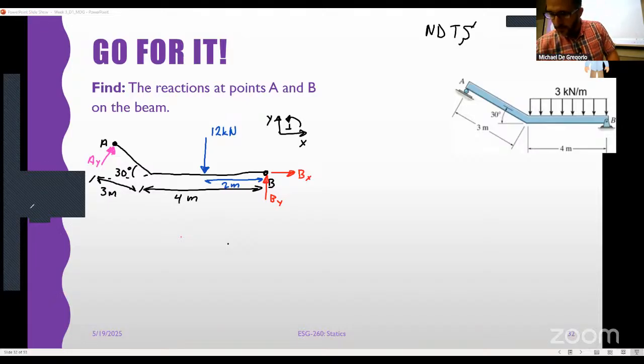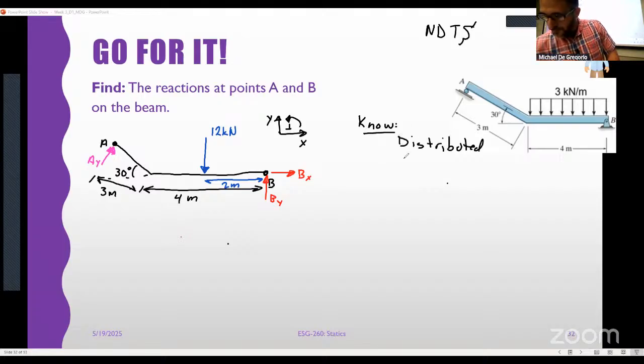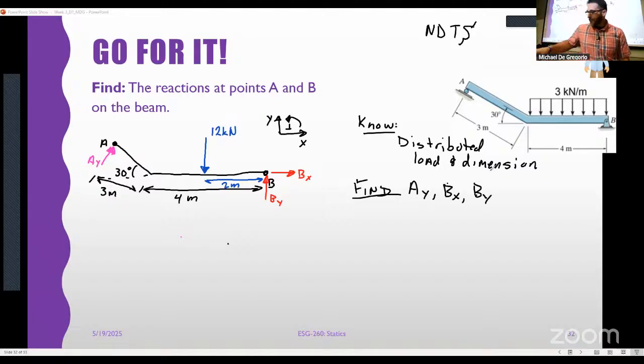What do we know? Distributed load and dimensions. We want to find AY, BX, BY. All right, I'm going to give you guys 15 minutes to 1 o'clock. Work on it. I'll walk around.